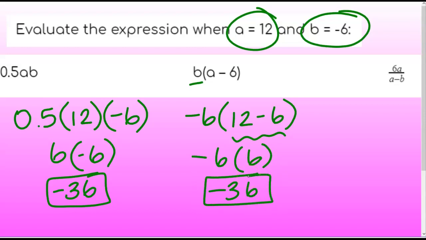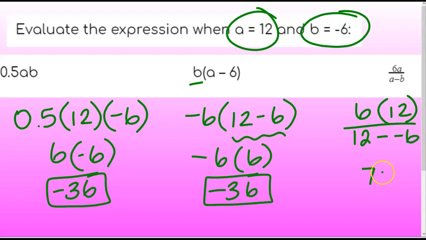And finally, 6 times A, and so A is 12, over A minus B. So that's going to be 12 minus a negative 6. So remember, we solved these both separately. So 6 times 12 is going to give me 72 over, and I'm going to add that. So 12 plus 6 is going to be 18. Now what I need to do is divide. And if I use my calculator, 72 divided by 18 is 4.